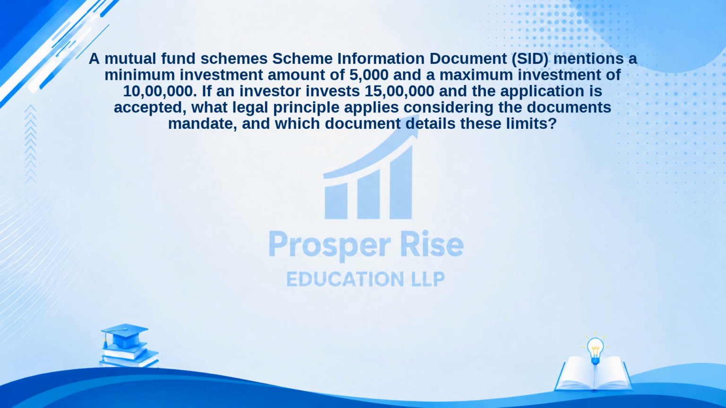A mutual fund scheme's Scheme Information Document, SID, mentions a minimum investment amount of 5,000 and a maximum investment of 10 lakh. If an investor invests 15 lakh and the application is accepted, what legal principle applies considering the document's mandate, and which document details these limits?